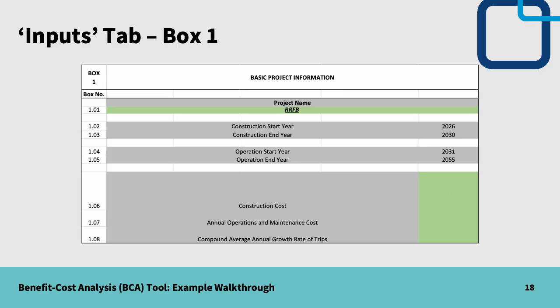We have estimated that construction will cost $38,000, and we do not expect any meaningful increase in operations and maintenance costs, so we leave that zero. For more information about how to estimate project costs, please see the third video in this training series, which covers the cost opinion tool. Then, we have compound average annual growth rate of trips.